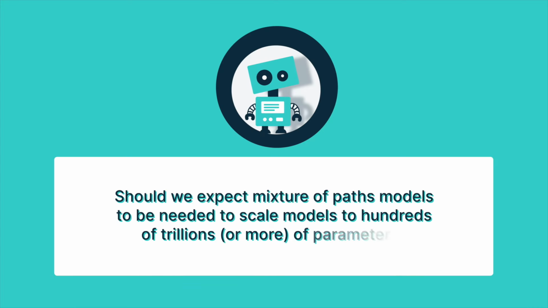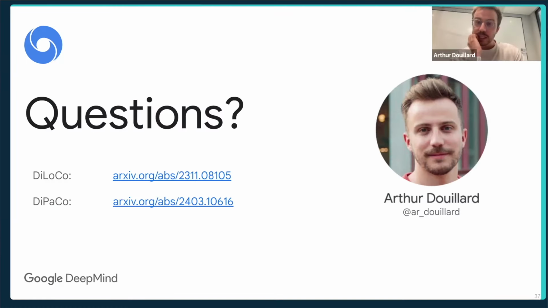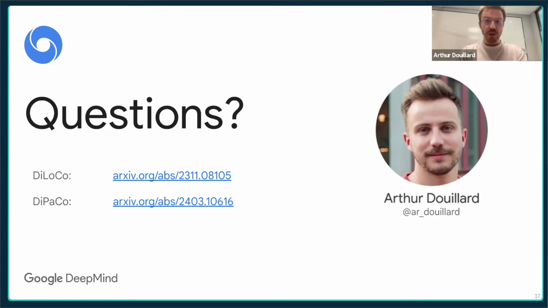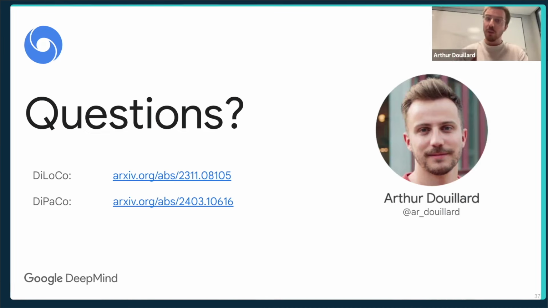I see a question from Maxime. Should we expect that a mixture of paths will be used to scale models to hundreds of trillions of parameters? Yes. So engineering-wise, Maxime, I can say for sure that we know how to make a mixture of experts scale to thousands of paths or more, which will be trillions of parameters.